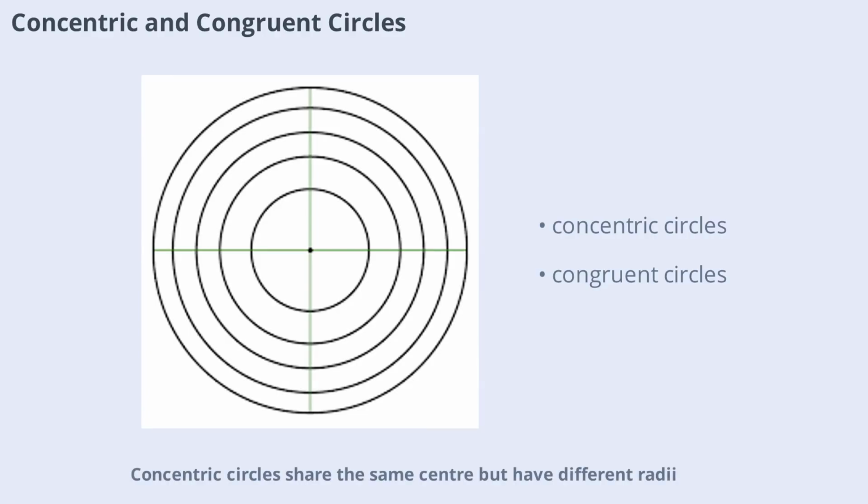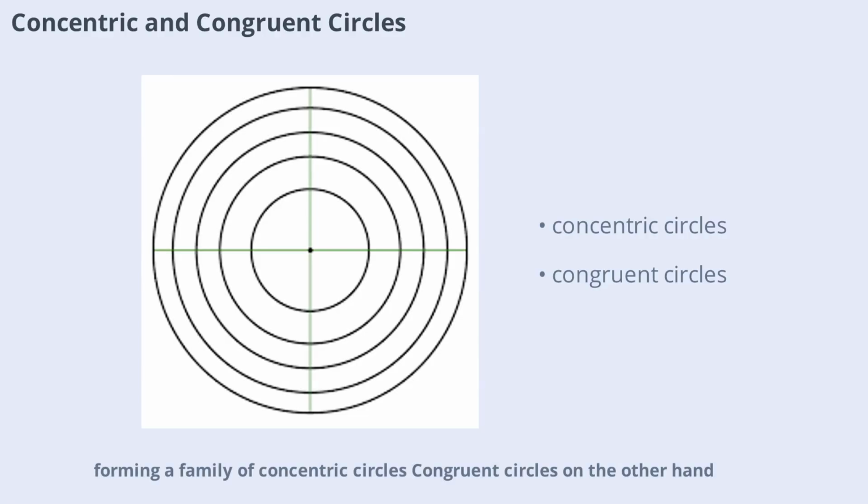Concentric circles share the same center but have different radii. You can draw several circles with the same center, forming a family of concentric circles. Congruent circles, on the other hand, have the same radius regardless of their position. These concepts help in understanding patterns and relationships in geometry.